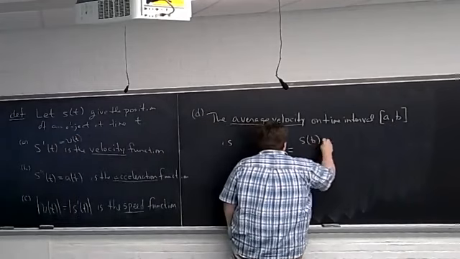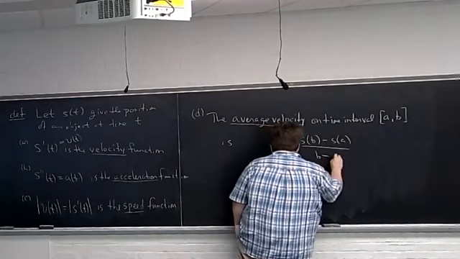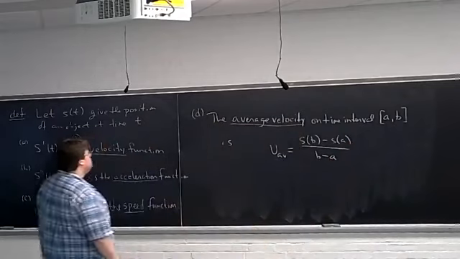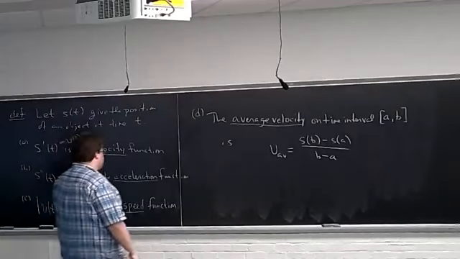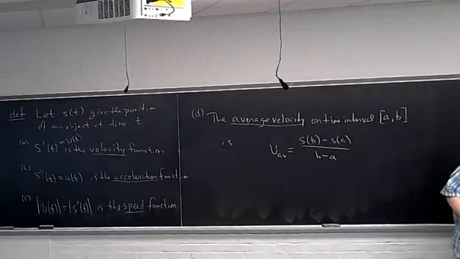Slope of the secant line is given by a change in y divided by a change in x. The average velocity is a change in position divided by a change in time. So we have these 4 definitions.